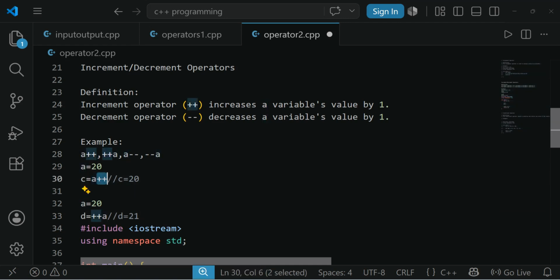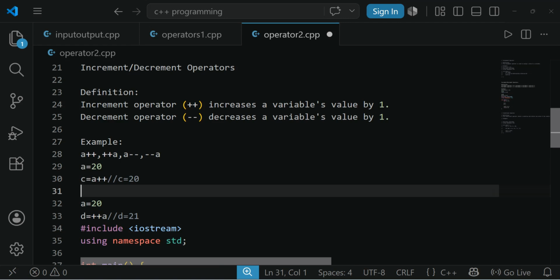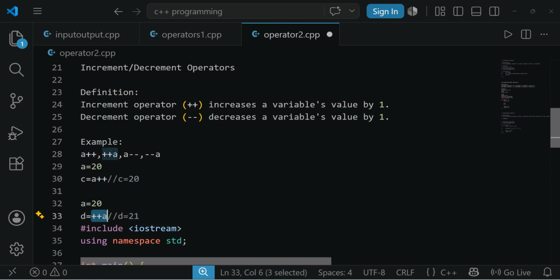Okay, I'm repeating again. The c will store the value of a before the increment, because the increment is done afterwards. a++ means after the value is stored in c, then it is incremented. But whereas here, d = ++a is there. ++a means it will store this a value after the increment. After adding 1, then only d is stored. Because of that, d is equal to 21 is represented. Over here, c is equal to 20 has been represented.